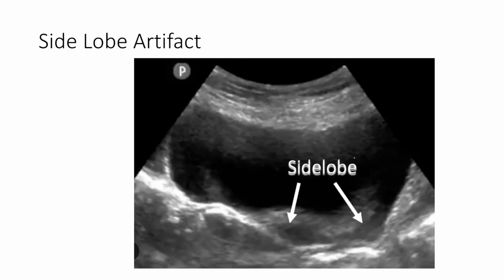Then the next thing we have is side lobe artifacts. In side lobe artifacts, near the transducer, small vibrations are seen at the lateral edge of the piezoelectric crystal. These small vibrations produce side lobe like structures, and these are seen mainly in the urinary bladder, where the vibrations result in this side lobe artifact. So these are the different types of artifacts seen in ultrasonography. Thank you.